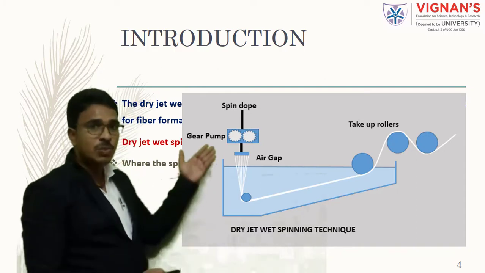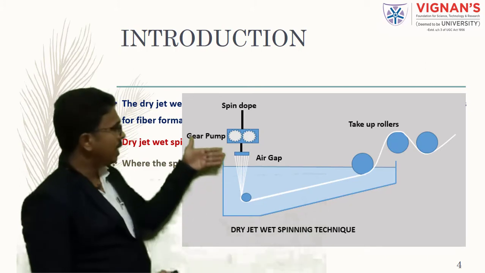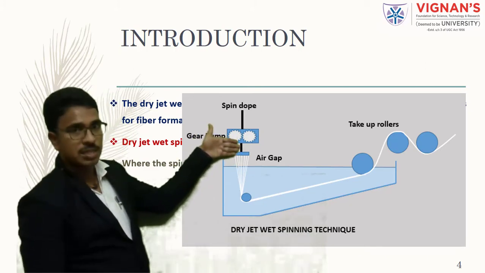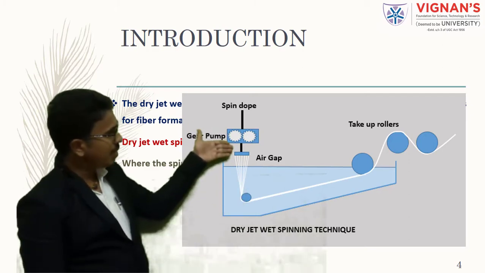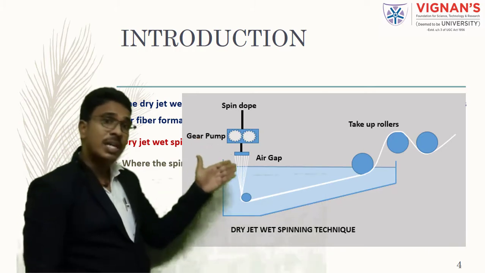Understand? This is what you need to understand clearly from this diagram, where the spinneret is just placed above the coagulation bath. Here this is the coagulation bath, and the filaments coming out from the spinneret are exposed to the outside environment.